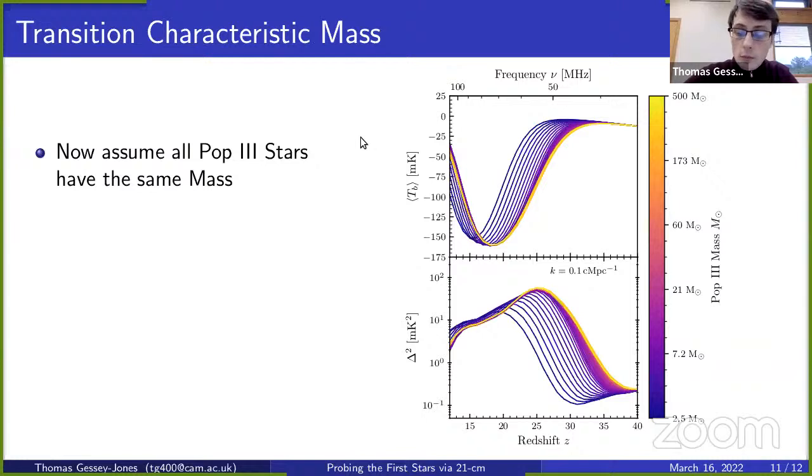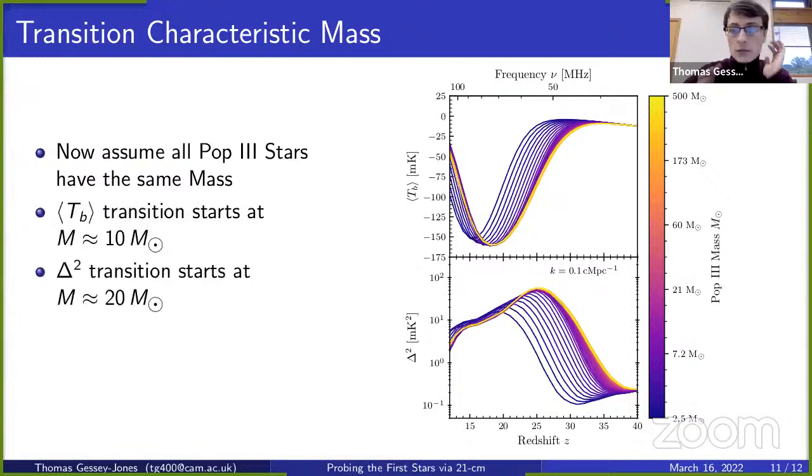So when does this generic high mass solution appear? Basically, when does the 21 centimeter signal become insensitive to the IMF of the POP3 stars? By considering a simplified case where we take all the POP3 stars to be the same mass, and we're just going to vary that mass and see how the 21 centimeter signal varies.